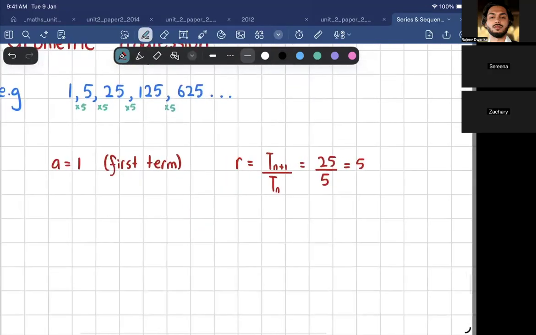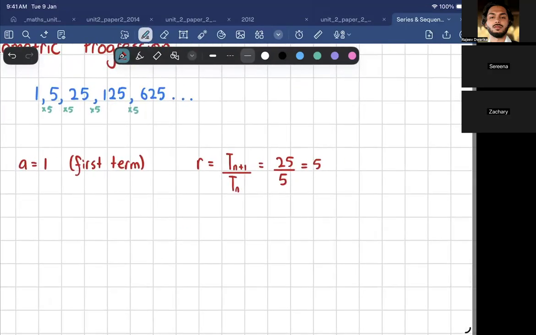Serena, you okay with everything so far? Yes, sir. All right, nice. And you see this R over here? This R is called the common ratio.